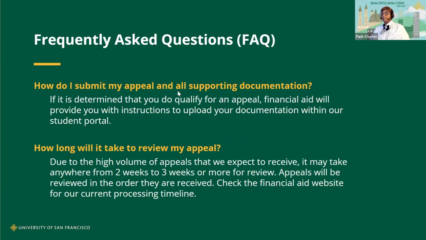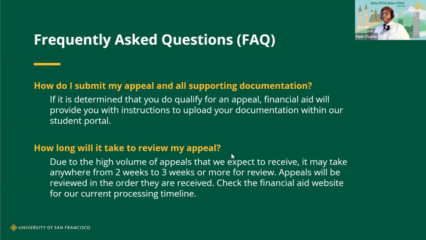How do I submit my appeal and all supporting documentation? So if it is determined that you do qualify for an appeal, the financial aid administrator will provide instructions on how to upload your documentation within the Student Forms portal. You'll be sent an email and provided a link on how you can access the portal as well. The student signs onto the portal with their MyUSF single sign-on information.